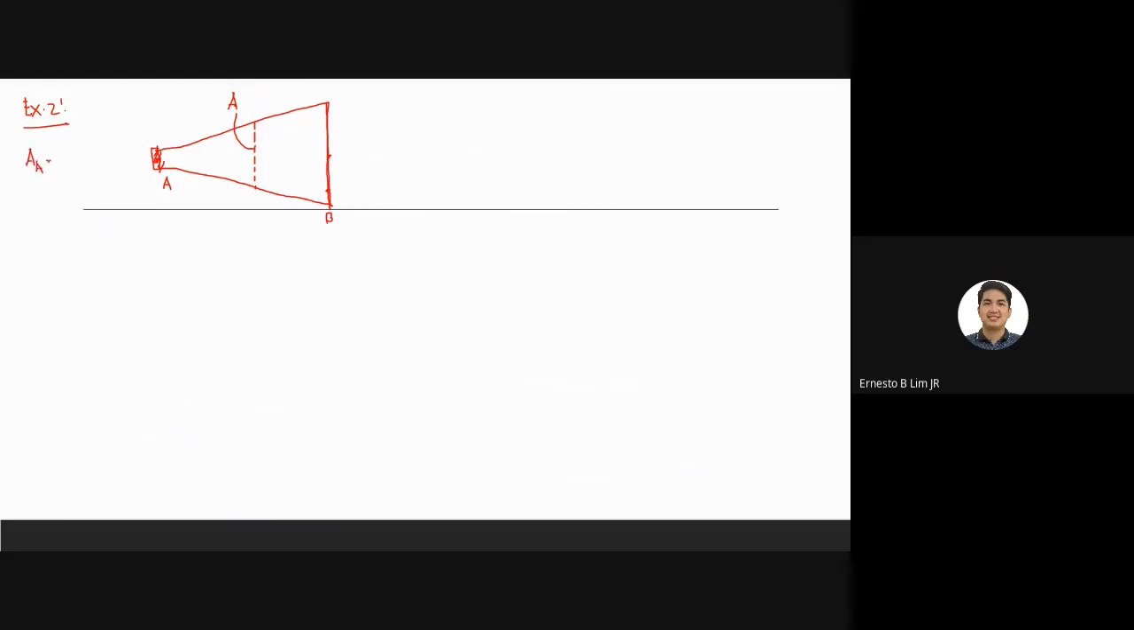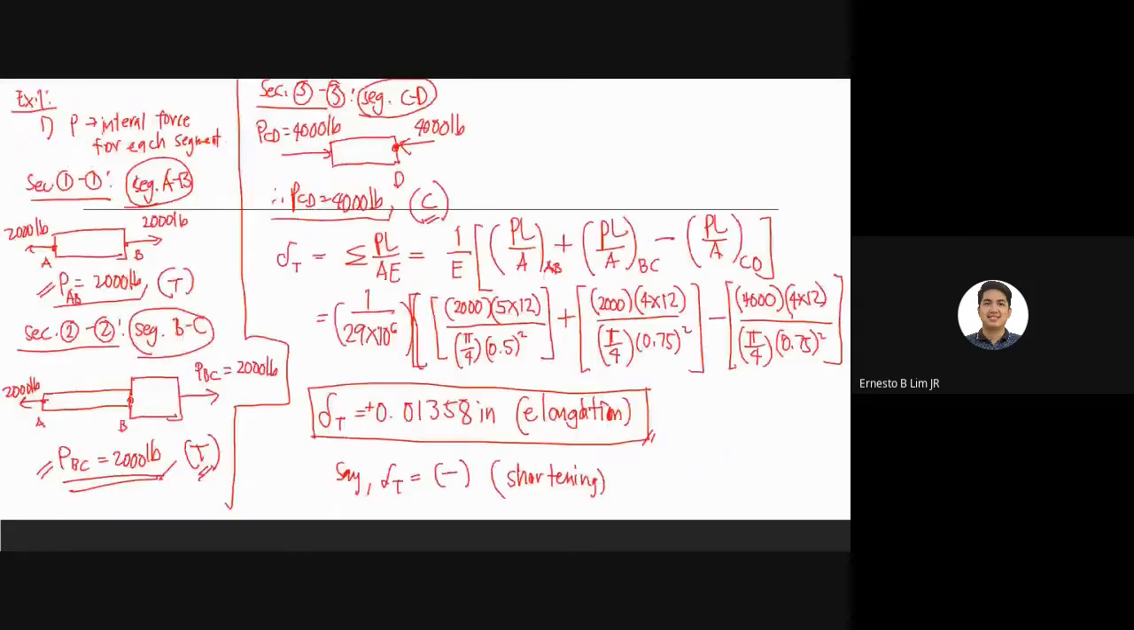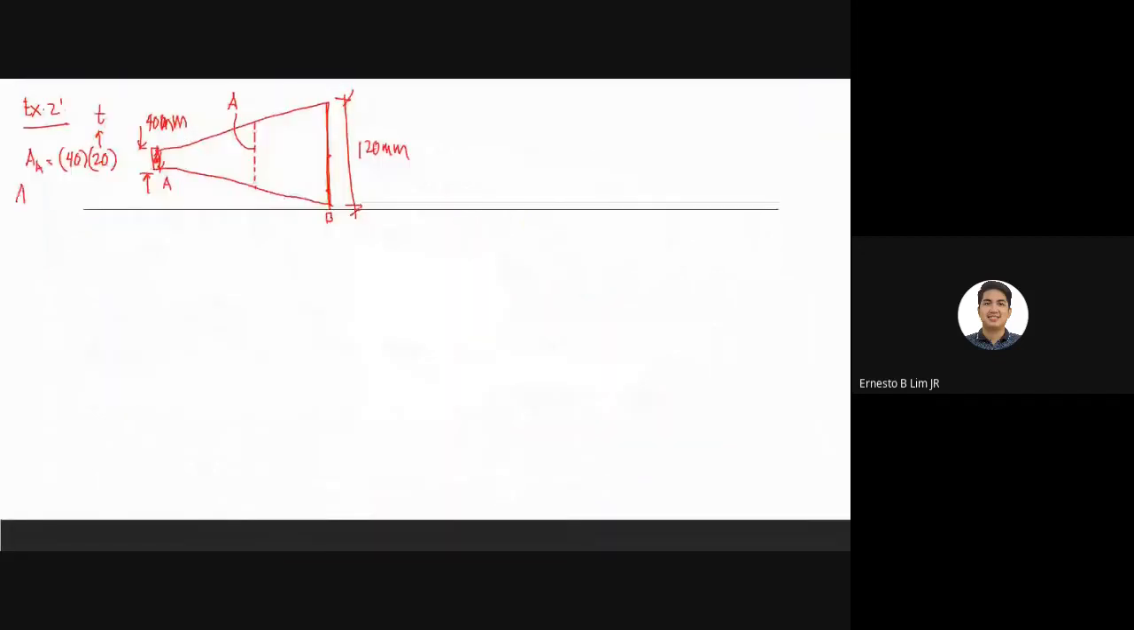Okay, so the area at A, since this is 40 mm, then this one is 120 mm. So meaning we have 40 times 20. So 20 is the thickness of the material given in the problem. It's a constant thickness, 20 mm. Meaning area at A is equal to 800 mm squared. Then for B, area B, this is 120 times 20. So area B is equal to 2,400 mm squared.